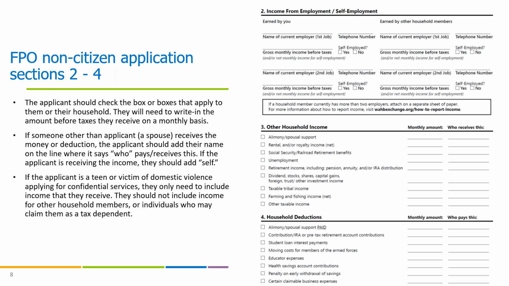If the applicant is a teenager or a victim of domestic violence, and they are applying for confidential services, they only need to include income that they receive. So we wouldn't need to include the income of the other household members that claim them as a tax dependent. So let's go to the next page.